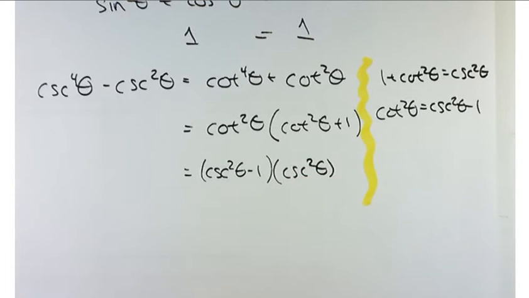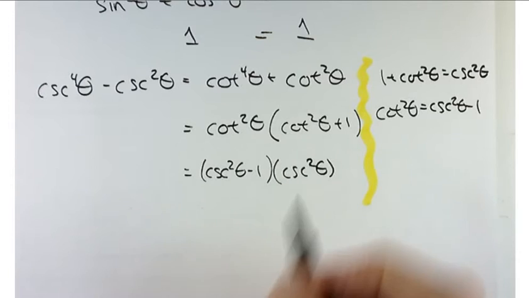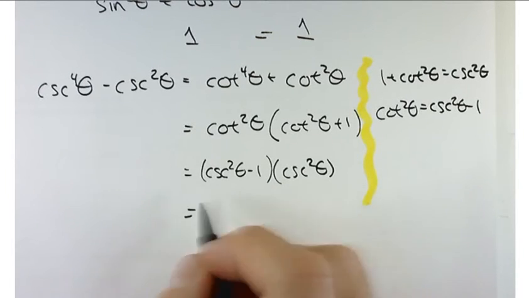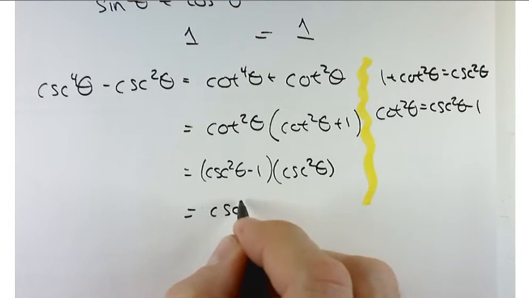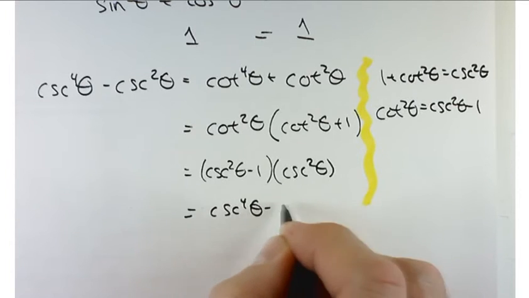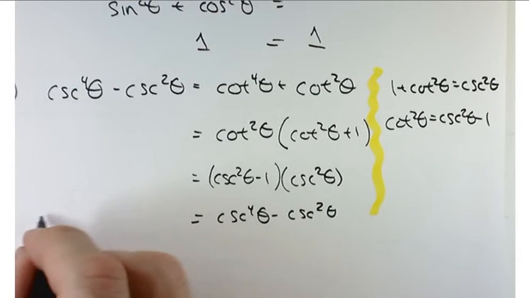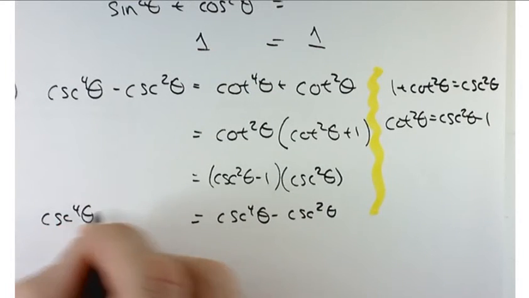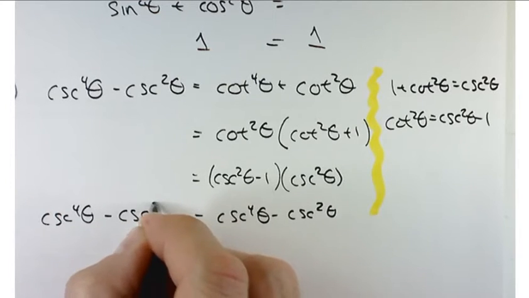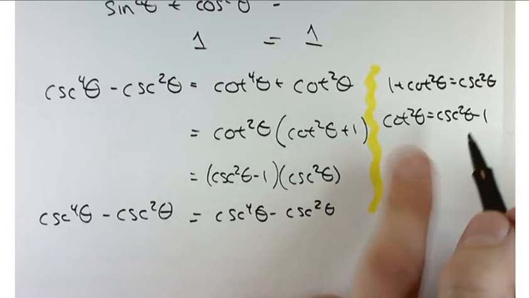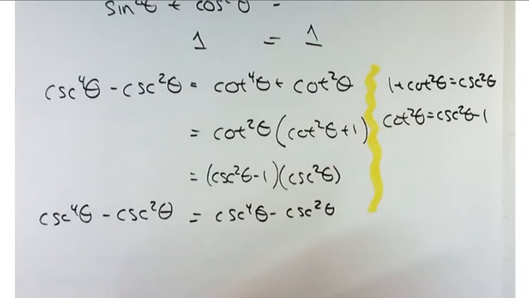And then what? Yes, distribute this. If I distribute this, what do we get? Cosecant to the 4th of theta minus cosecant squared of theta. And wow, that's exactly what I have on the left-hand side. How do you get cotangent? It's the whole thing that we just did. It's the Pythagorean theorem right there.